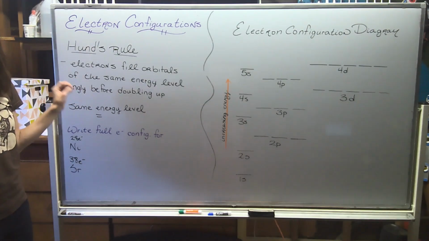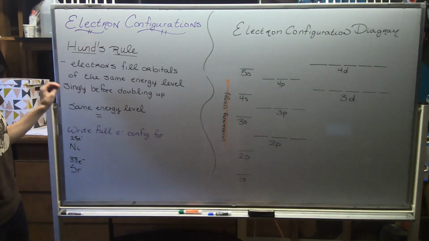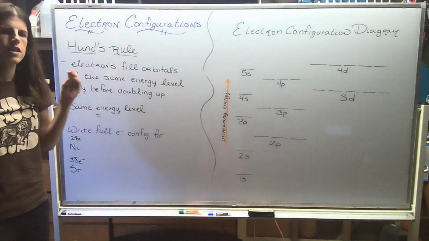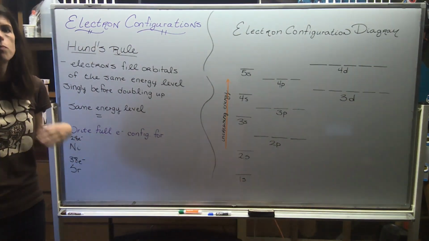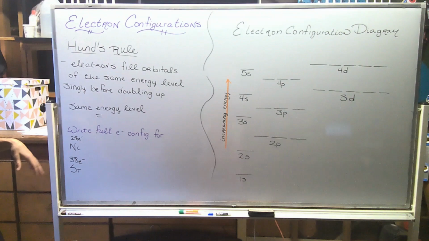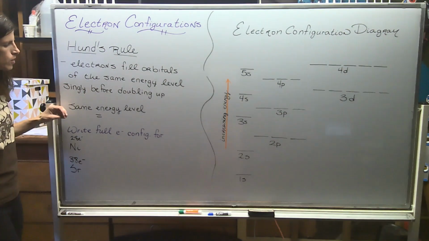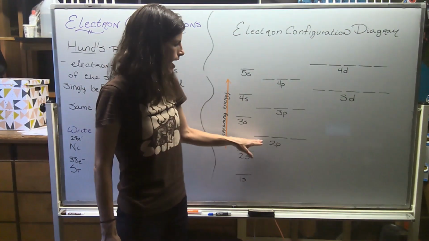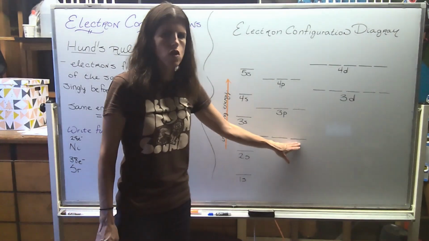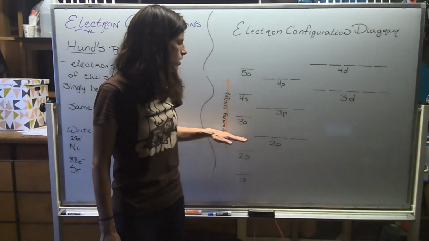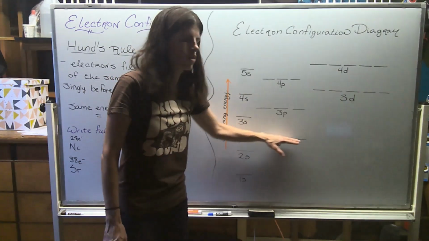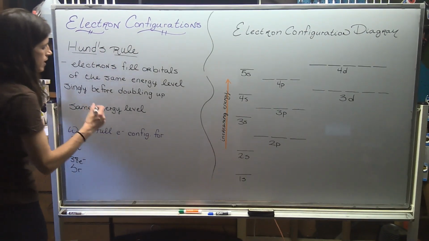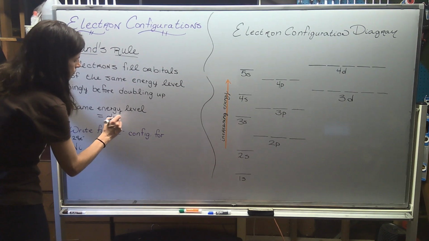The last rule is Hund's rule, and Hund's rule tells us that electrons are going to fill singly within the same energy level before they start doubling up. When we have orbitals of the same energy level, so for instance 2p has 3 orbitals, and we know they're the same energy level because they're all in the same horizontal line. So when we have that situation, these are known as degenerate orbitals.